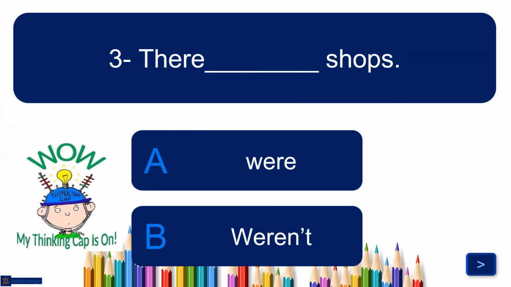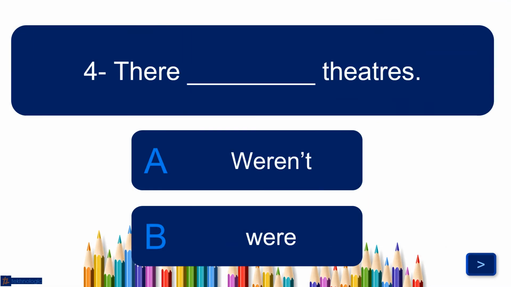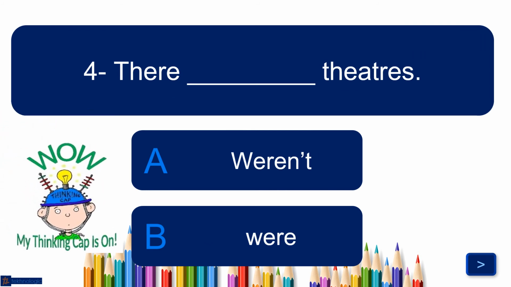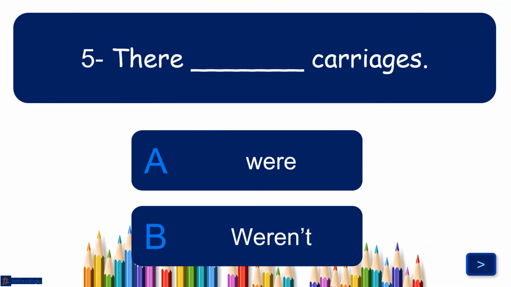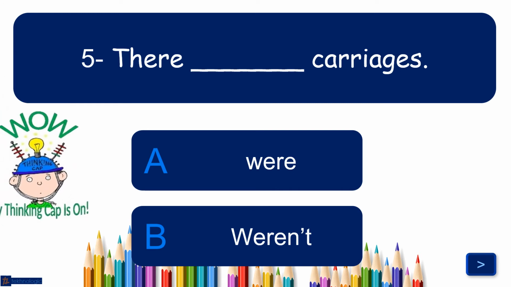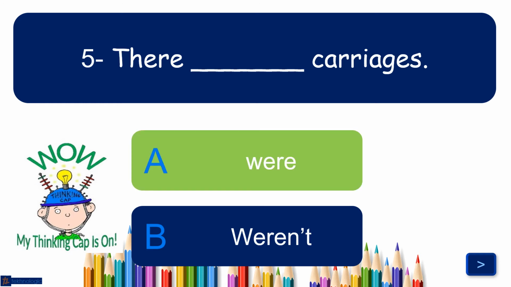Number 3. There dash shops. Well done. There were shops. About theaters. Number 4. There were or there weren't? There were. Number 5. There dash carriages. There were carriages or there weren't carriages in the year 1900? Yes, there were. Well done, my dear students.